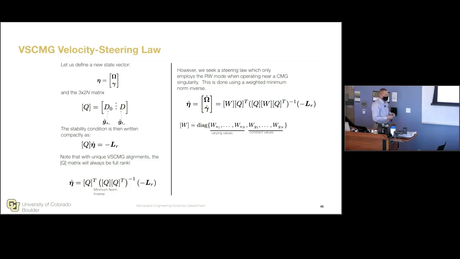Yeah. So going back to the situation where we just have CMGs. Yes. Okay. The SVD decomposition, the inverse, that would project that torque into.